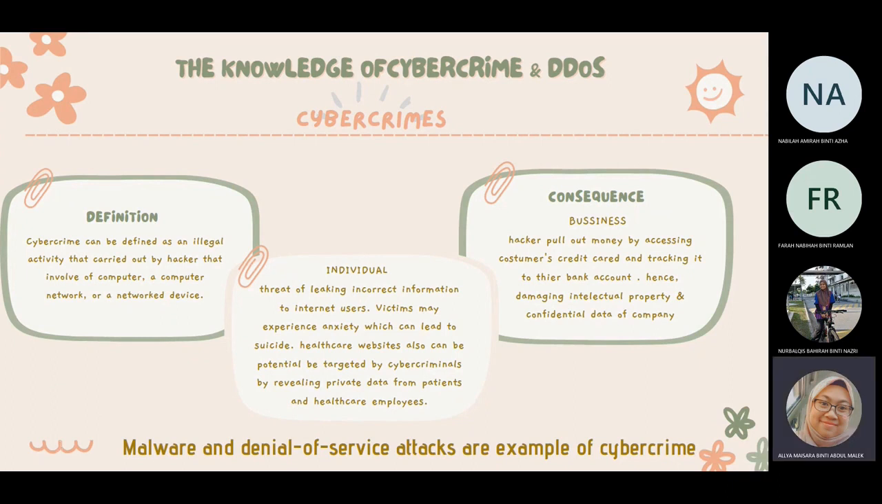Next is the knowledge of cybercrime and DDoS. Cybercrime can be defined as an illegal activity carried out by hackers that involves a computer network or network device. The consequence of cybercrime on business: hackers can pull out money by accessing customers' credit cards and tracking them to their bank accounts. Hence, it can also damage intellectual property and confidential data of a company.